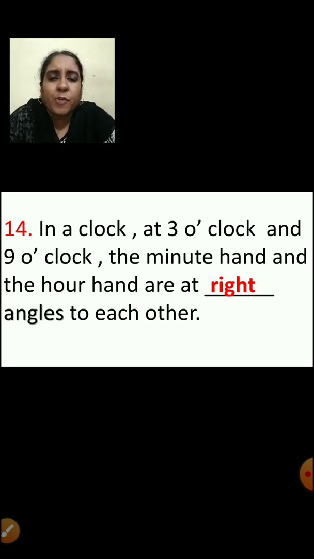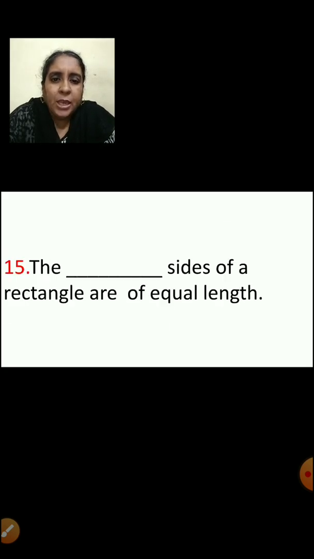What is the spelling of right? R-I-G-H-T. Say again. R-I-G-H-T. Very good.